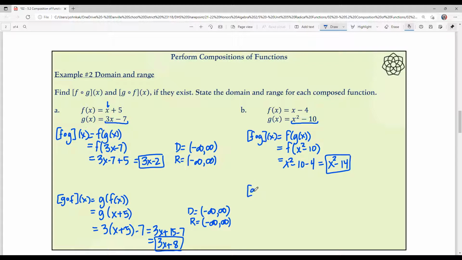Then I need to find g circle f of x. By definition, that's g of f of x. I'm going to leave the g alone and replace f of x with x minus 4.